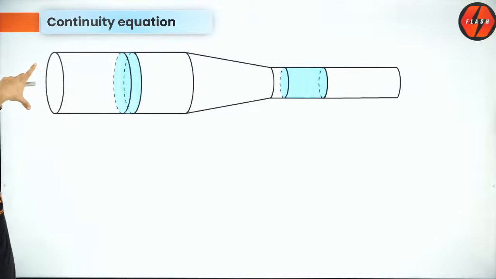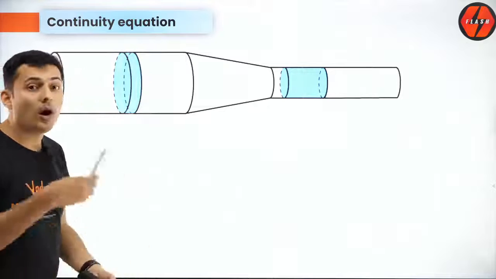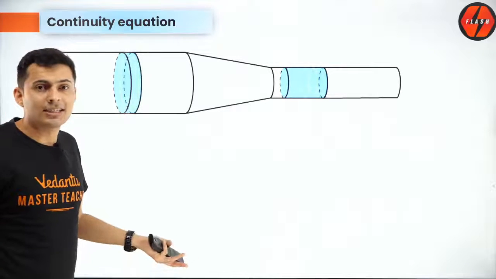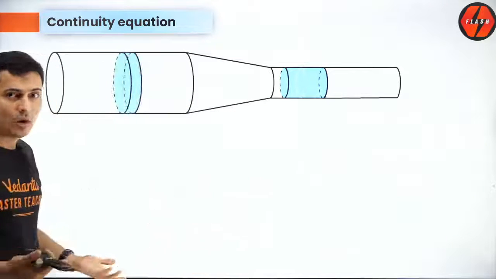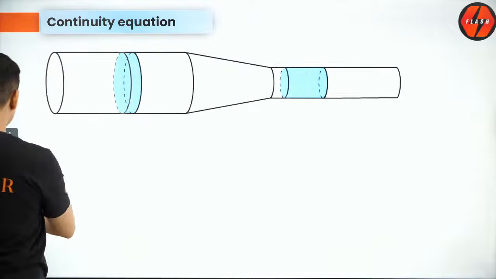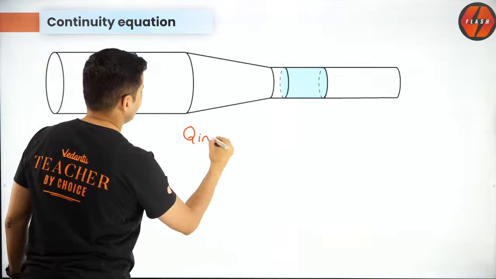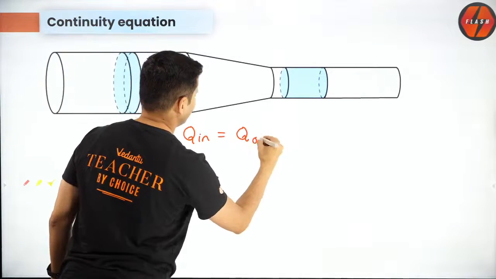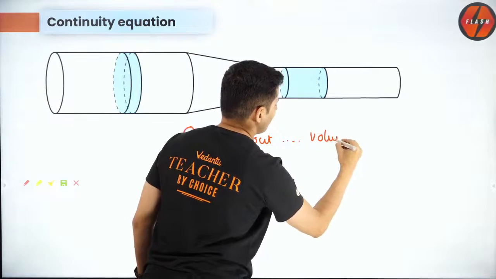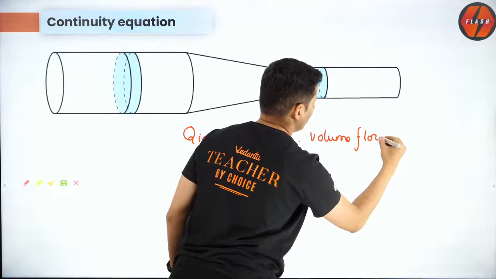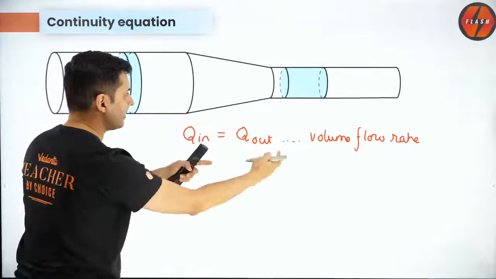So it says that whenever liquid flows through different cross sections, the volume flow rate should never change. Whatever comes in should go out. Isn't that obvious? Think about it. If something is coming inside, that should also go outside. So it is just saying that the volume flow rate is the same, in is equal to out.